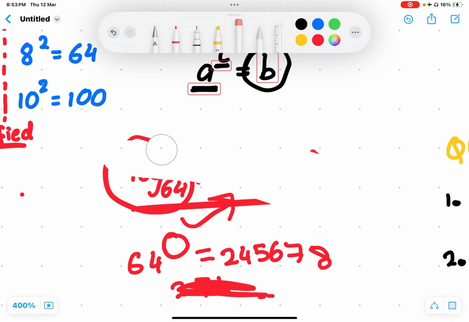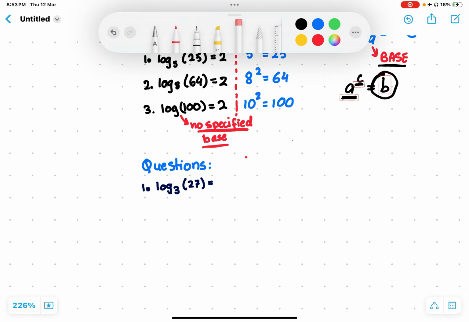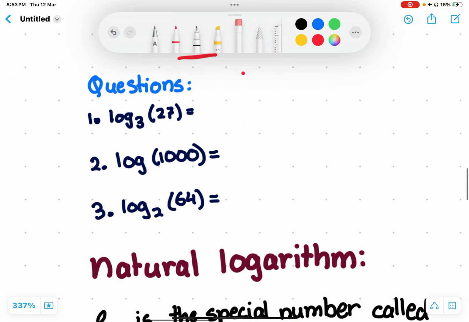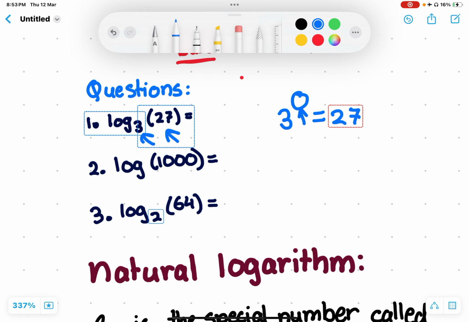So let me just rub this out and let's go on to the next little bit. So let's just do some questions together really quickly. What is log base 3 of 27? So we're looking for a number. So what number should I raise 3 by in order to get 27? Because this is our base, this is our output, and we're looking for our exponent.